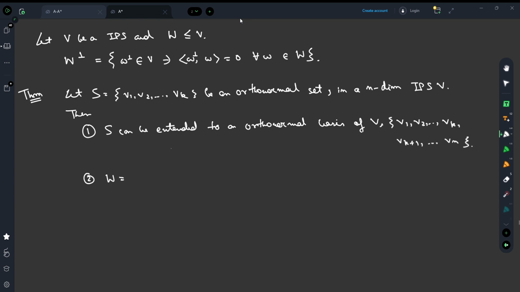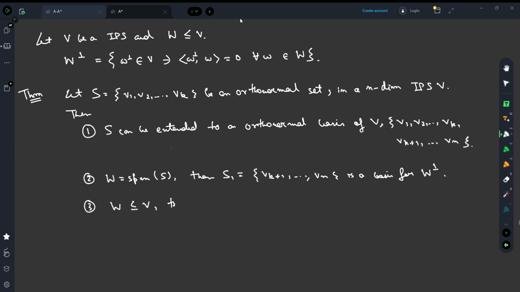Number two, we say that if W is the span of S, then if I consider the collection S1 as the vectors in the orthonormal basis other than the vectors which are already present in S, that is, S1 is the collection of elements vk+1 to vn, then S1 is a basis for the orthogonal complement of W. And number three is that if W is a subspace of V, then the dimension of V is equal to the dimension of W plus the dimension of the orthogonal complement of W.